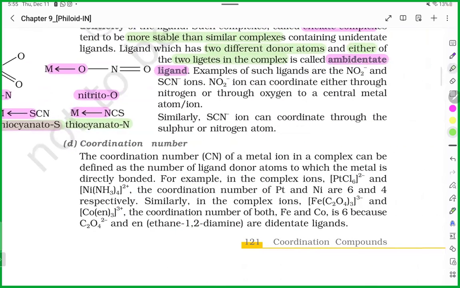Now you can understand what the coordination number is: the number of ligand donor atoms attached to the metal. Here it will be 6 because of 6 chlorine. Here 4 because of 4 ammonia. Right? But you have to count denticity also.